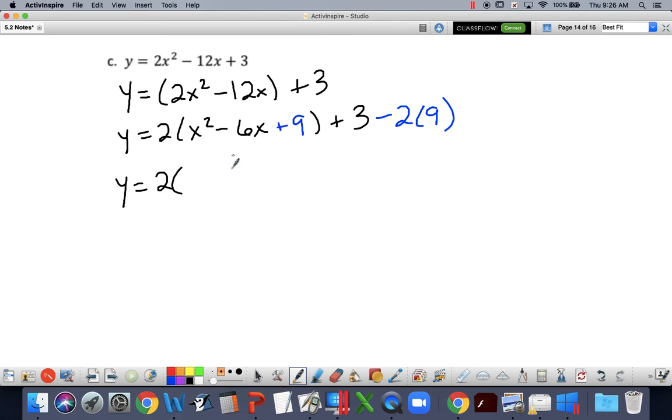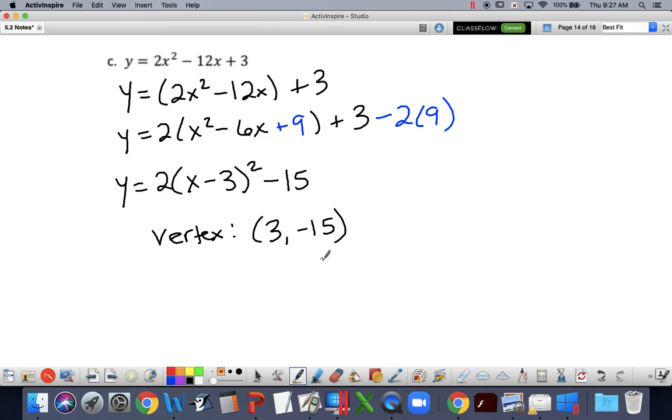I'm going to rewrite this as a binomial squared. And I'm going to go ahead and combine, right? I have 3 minus 18, which is -15. And then my vertex ends up being at 3, -15.